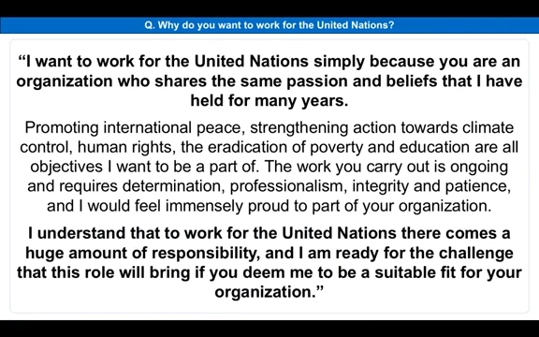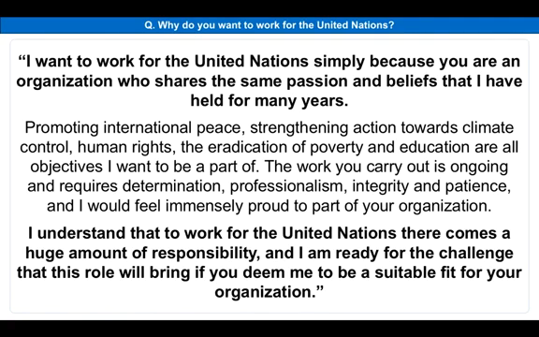I understand that to work for the United Nations there comes a huge amount of responsibility, and I am ready for the challenge that this role will bring if you deem me to be a suitable fit for your organisation. So that, in my view, provides a number of great reasons why you would want to work for the United Nations.